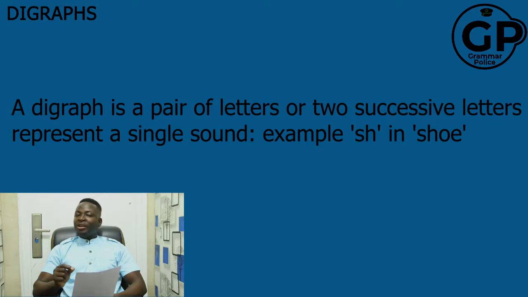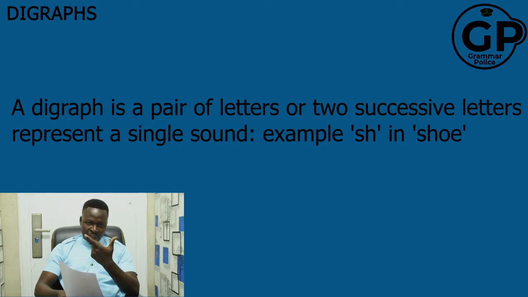Now, what is a digraph? A digraph is a pair of letters. Mind you, not a pair of words, not a pair of phrases, not a pair of sentences. A digraph is a pair of letters, just two letters, that come together to produce a single sound. For instance, I could put O and A together and have the sound of only O. Now, we know that in English O is O. It could be O, it could be O. A is A. A could also be A. It could be E.